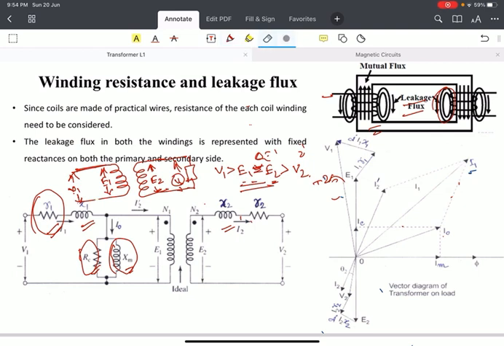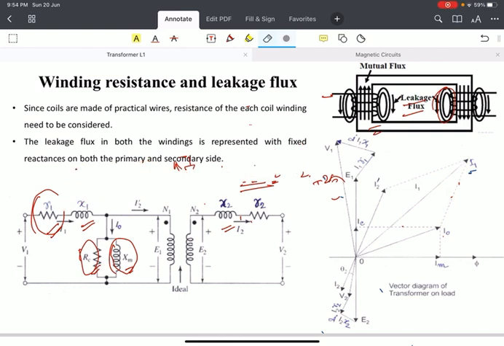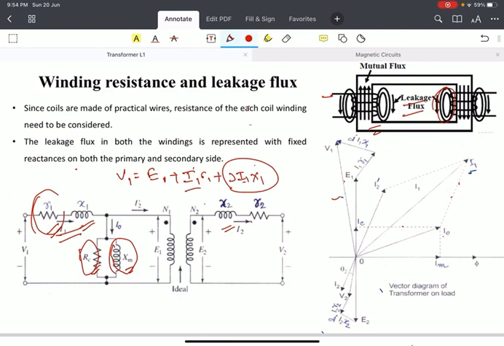So therefore this can be written in terms of this one. If we neglect the Lenz's law, we can write V1 equal to induced voltage E1 plus I1R1 plus J I1 X1. This will be E1 minus this copper loss; this is the leakage flux, and this is the copper loss component. Therefore, V1 will be equal to E1 plus I1R1 plus J I1 X1.